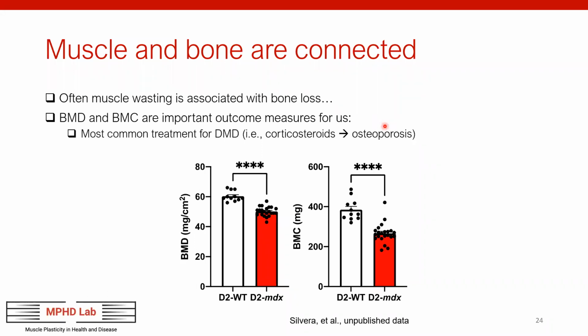And what we can see here in the D2 MDX mice versus D2 wild type is that they're already starting off lower in terms of bone mineral density and bone mineral content. So this is going to be a really important outcome measure for us as we test our drugs on these D2 MDX mice.